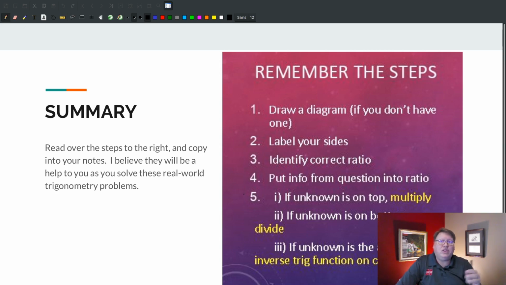Okay? But if you can copy these steps into your notes and just refer to them as you do your assignment, I think it'll help you a lot.